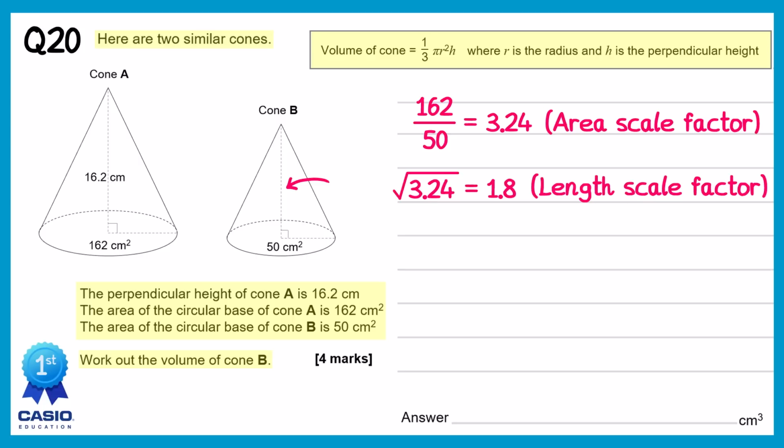Now since we have the height of cone A at 16.2, and we have the length scale factor now, we can divide this by 1.8 to find the height of cone B. So 16.2 divided by 1.8 is 9. So the height of cone B must have been 9. Now that we have the height, we can use the formula for the volume. It's 1/3 multiplied by pi r squared, which is the base area, which we can see is 50, and then multiplied by h, which is the height, which we found is 9. If you type this into your calculator, you'll get 150, which is the answer to the question.